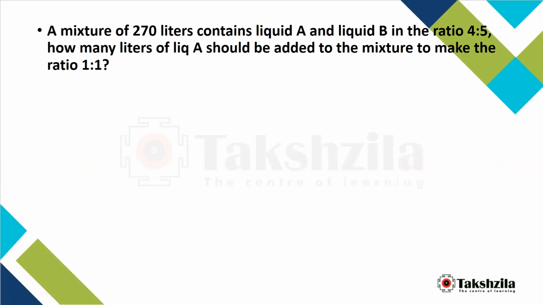A mixture of 270 liters contains liquid A to B in the ratio 4:5. So A will be how much? 4 by 9 into 270, that is 120, and B will be 150. You can do this verbally as well.